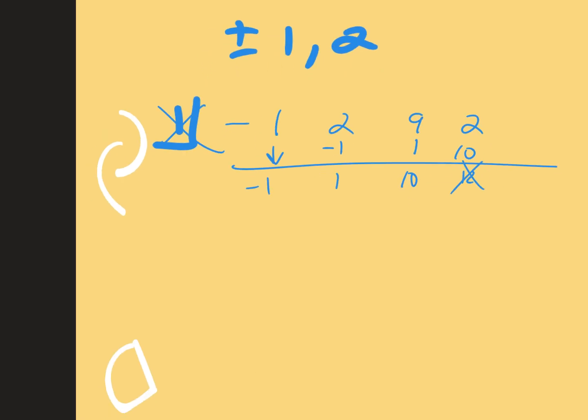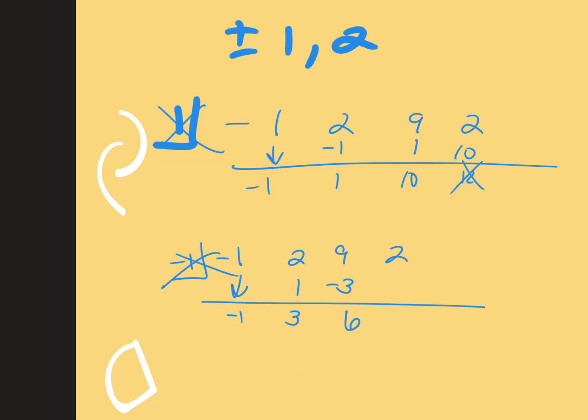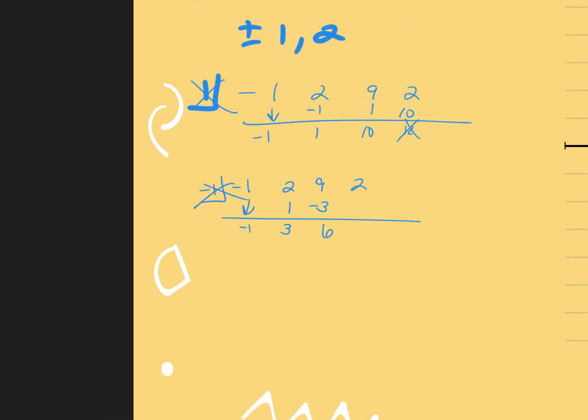What about negative 1? So negative 1, 2, 9, and 2. What's negative 1 times negative 1? Positive 1. 2 plus 1 is 3. 3 times negative 1, negative 3. 9 minus 3. Is this one going to work? No, so go ahead and stop. If you realize, wait, I'm not going to get 0 as a remainder, go ahead and go to the next one. So what should we try now?